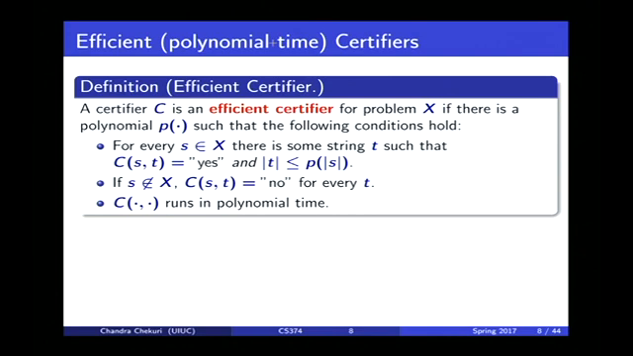And moreover, we want the additional property that if the answer is yes, the length of the proof is only polynomial in the size of the input instance. Okay, this is the property I was saying, right? So there exists some polynomial p such that the length of the proof to convince the verifier should be polynomial in the input size.